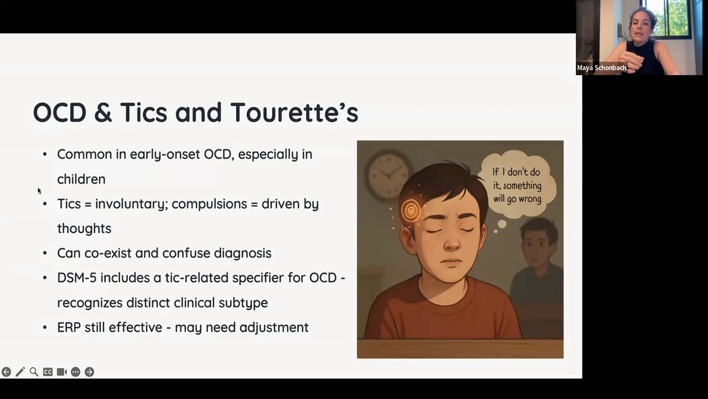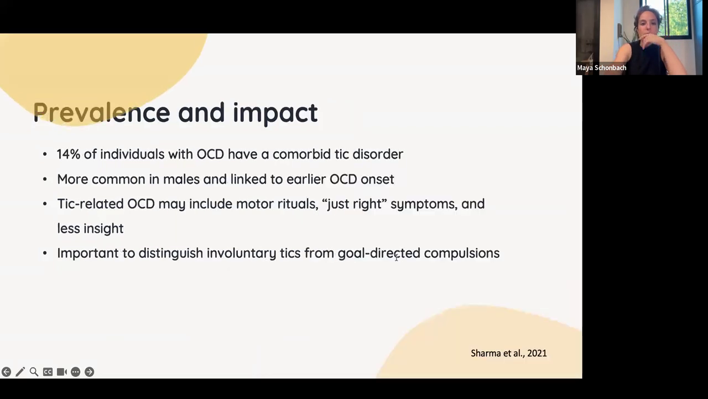And then also the DSM, the Diagnostic and Statistical Manual that we use to classify and diagnose, it actually includes a tic-related specifier for OCD. So it really recognizes and highlights how common and clinically relevant this overlap is. So we'll talk about the treatment soon, but ERP, fortunately, research shows that it's still effective in treating OCD even when you have tics, but you could adjust it. We'll talk about that shortly.